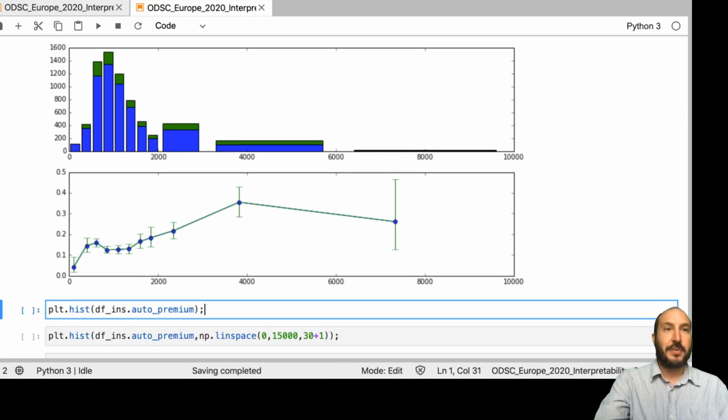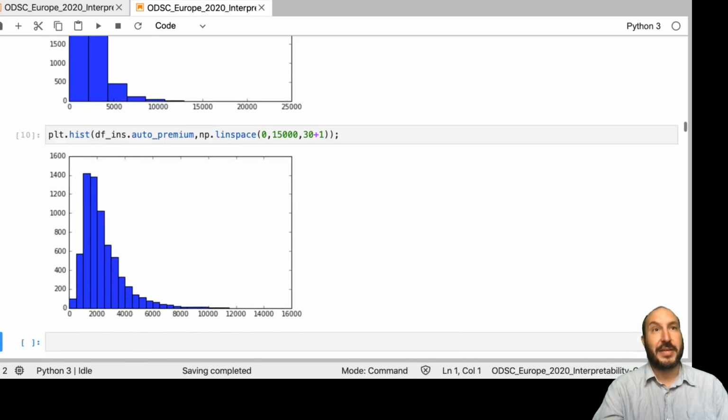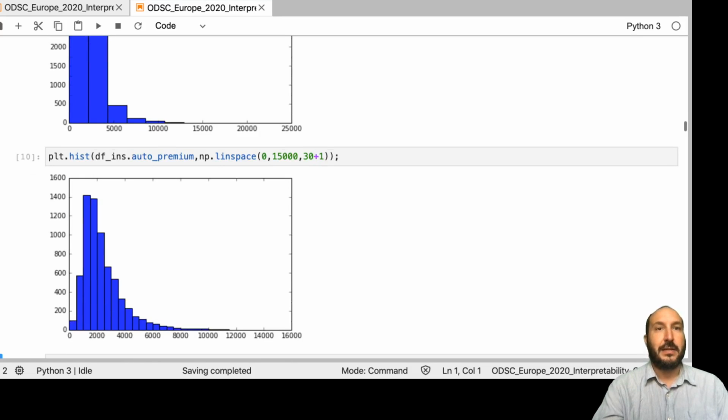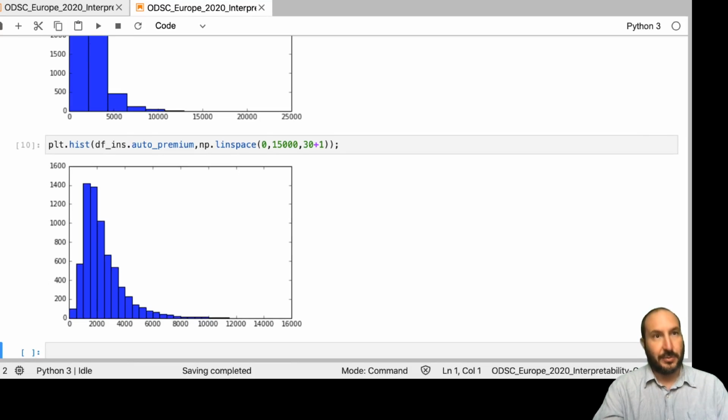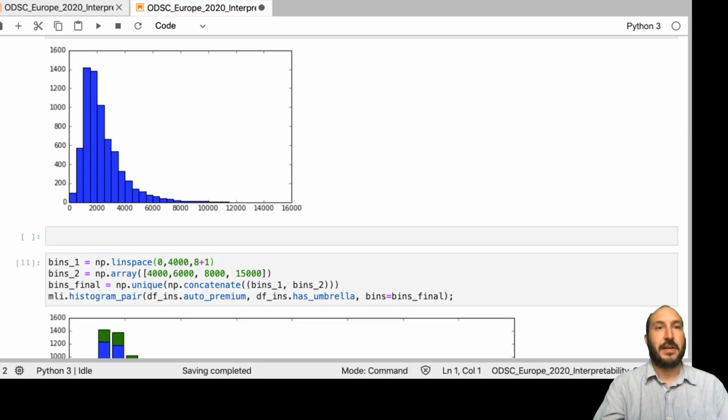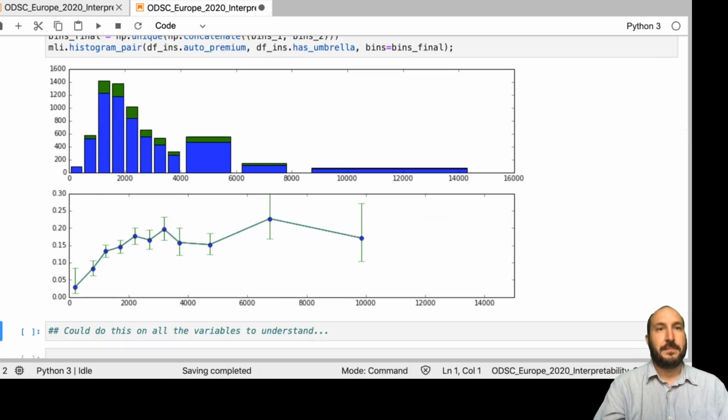Next, let's look at the auto premium. We're going to do the same thing for the auto premium. Again, we do this first histogram. It's not very useful. We make a lot more bins, and we see a more interesting relationship. And then again, I'm going to do this histogram pair. Here we see a somewhat similar relationship, a little bit different. This one seems to keep going up for a while, then maybe drops down a little bit, and then is high again. Again, this is just to give you a flavor. I wouldn't read too much into these, especially as the error bars are kind of big over here.